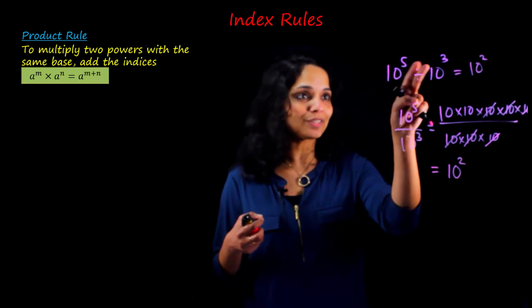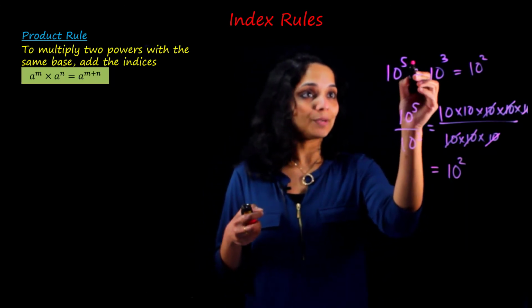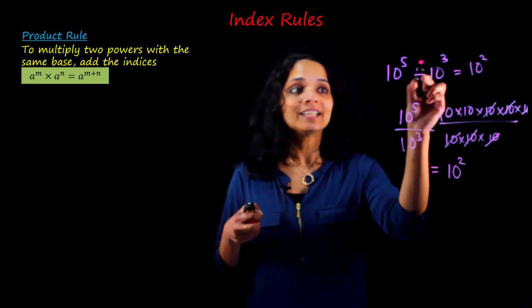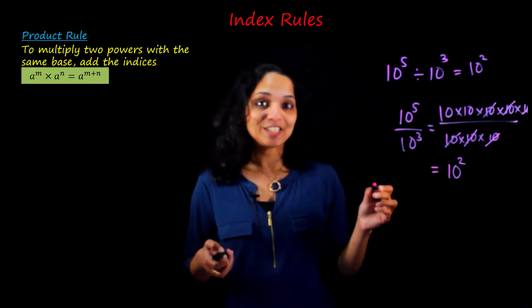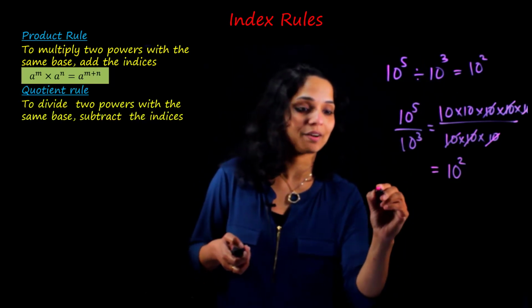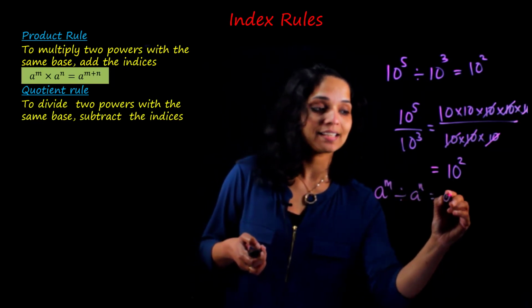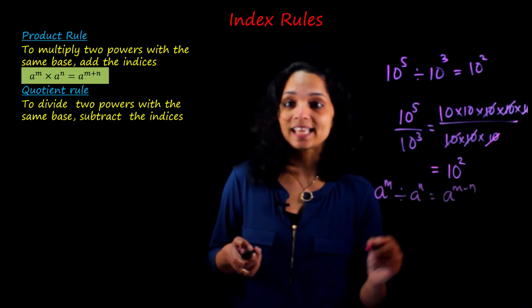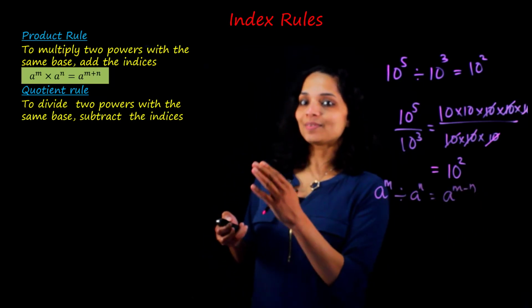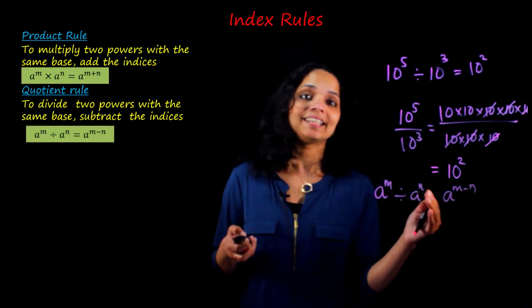When you carefully look at these exponents, this can be obtained by subtracting the two exponents. In general, if you have 8 to the power m divided by 8 to the power n, the answer is 8 to the power m minus n. To divide two powers with the same base, subtract the indices.